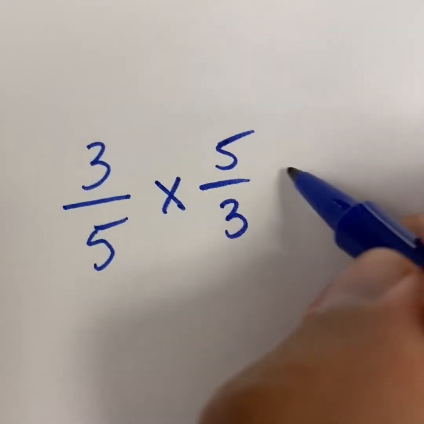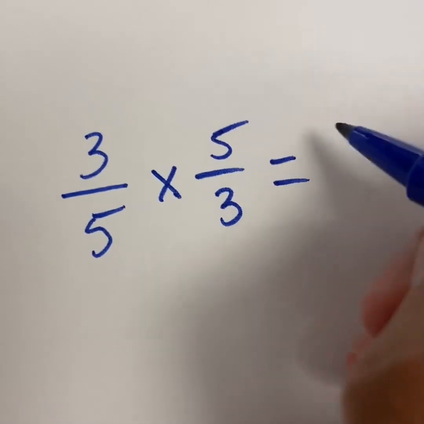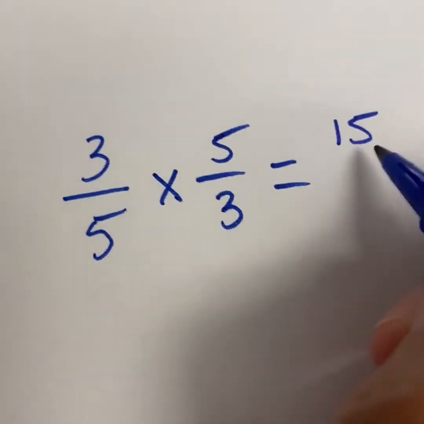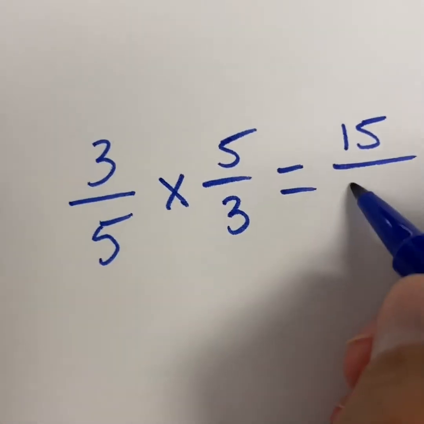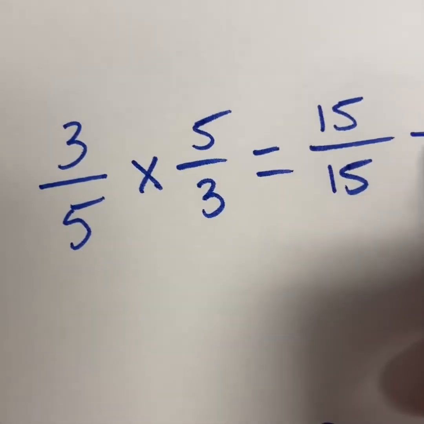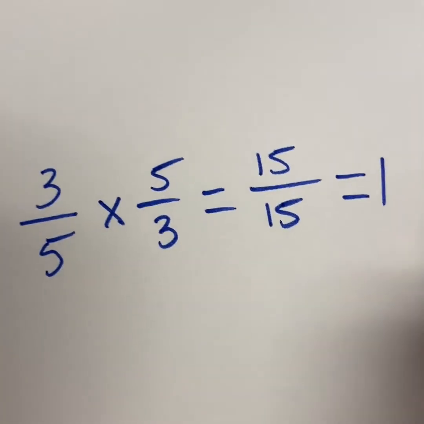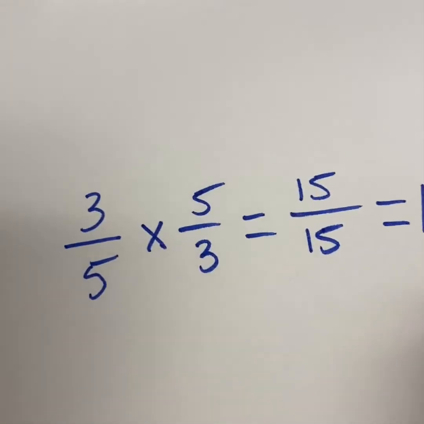Okay, let's go ahead and solve this. 3 times 5, we multiply straight across when we're multiplying fractions, 15. 5 times 3, same thing, 15. Guess what? 15 over 15, well, that is equal to 1. So that is an example of a reciprocal.